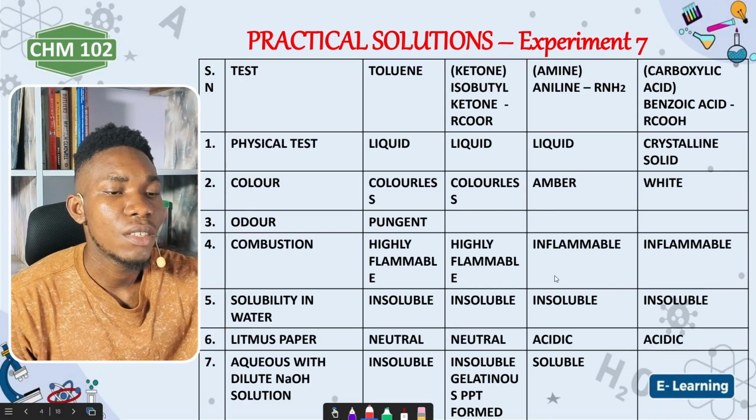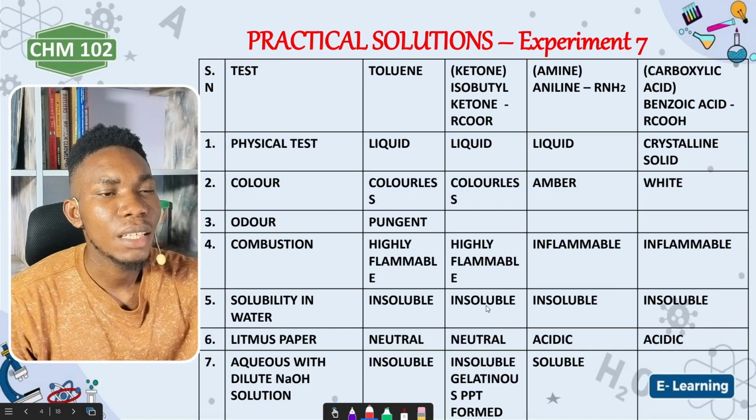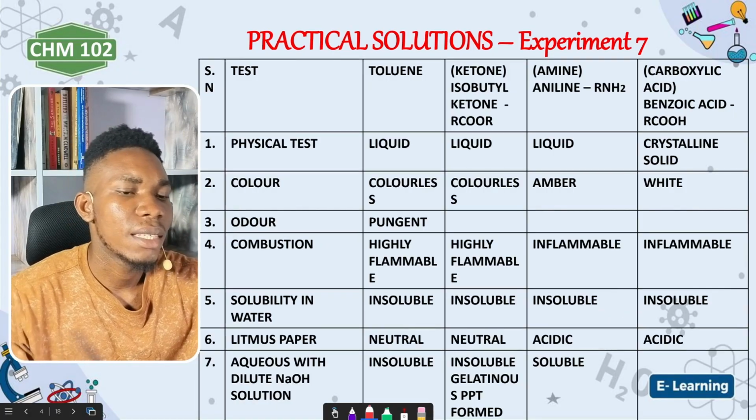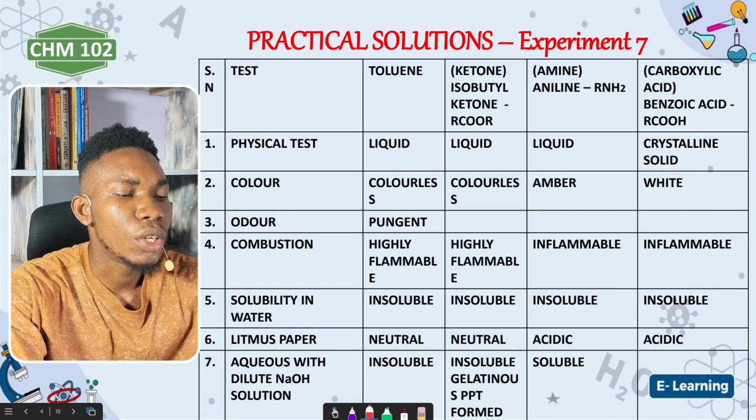Are you getting it? Then solubility in water. Toluene is insoluble. Ketone, isobutyl ketone, insoluble. Aniline is insoluble. And then benzoic acid is insoluble in water.